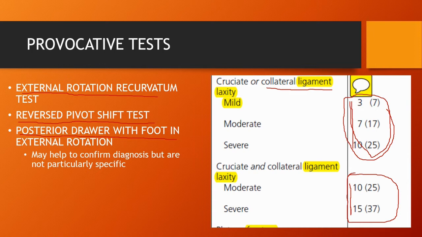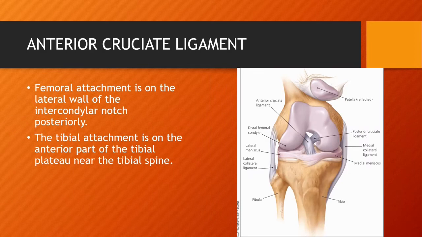Okay, so let's talk now about the cruciate ligaments. Now that we've discussed the collateral ligaments, let's go on to the cruciate ligaments. Okay, so here's a diagram of the anterior cruciate ligament, and you're looking at the right knee from the anterior aspect. So this would be the medial knee here. This would be the lateral knee here.